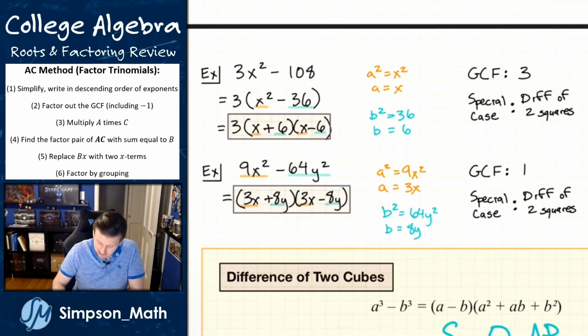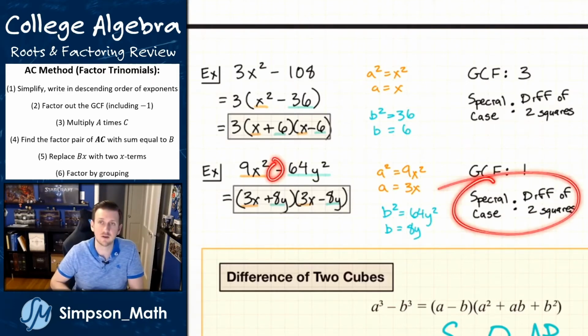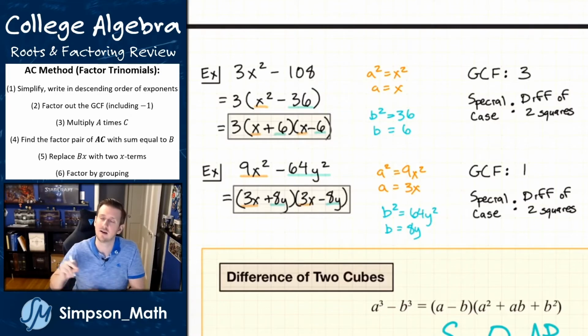And so, again, I'm recognizing that I see 9x squared minus 64y squared. 9 is a perfect square, x squared is a perfect square, 64 is a perfect square, y squared is a perfect square, separated by a minus. I know it's a difference of two squares. Once I recognize that, I'm instantly going to just factor it.